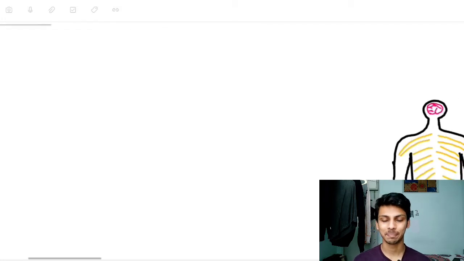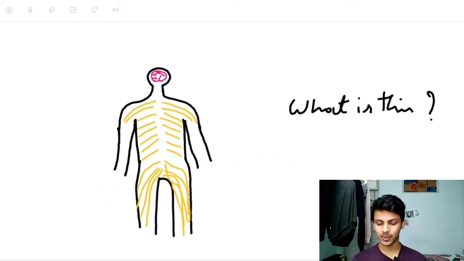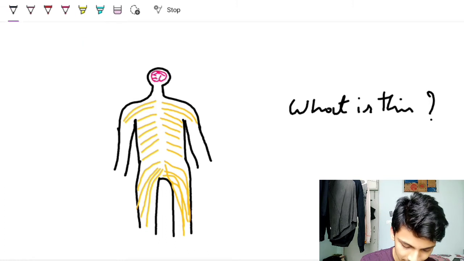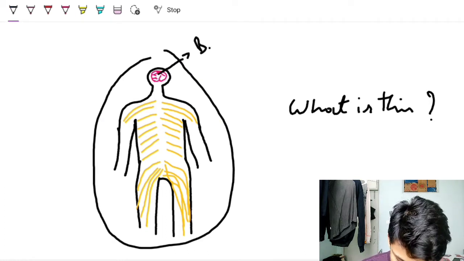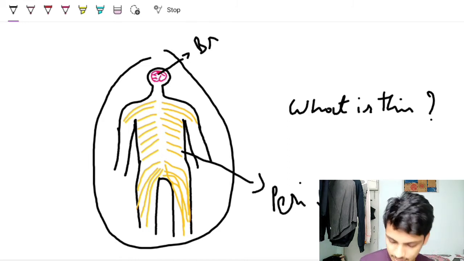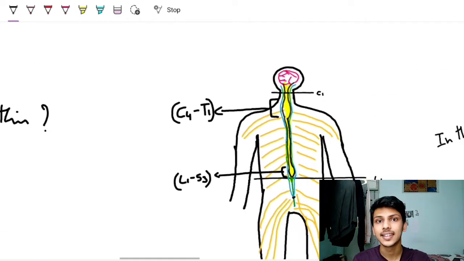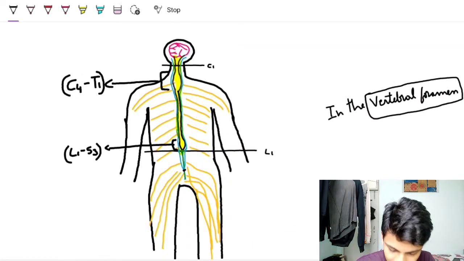Okay guys, let's start. I have a diagram here. Can you tell me what this is? This pretty much looks like a person. Imagine it's a person, and there is a brain here and there are the peripheral nerves here, but there is something missing in it. What is it? Yes, you're right, that is the spinal cord. See here, this is the spinal cord.